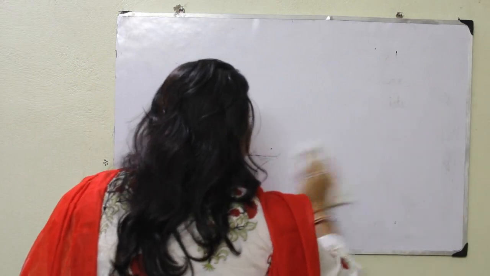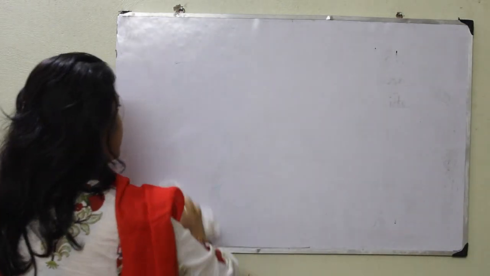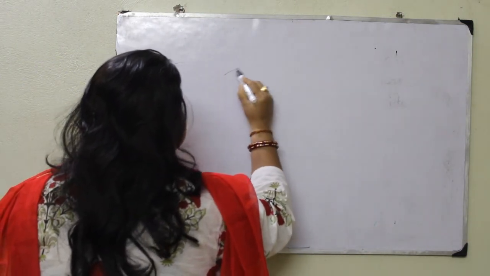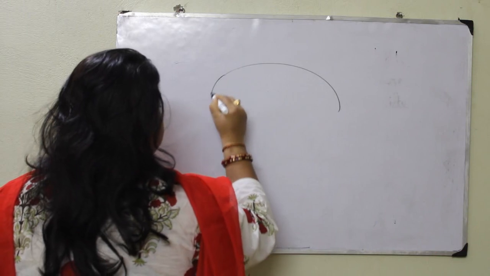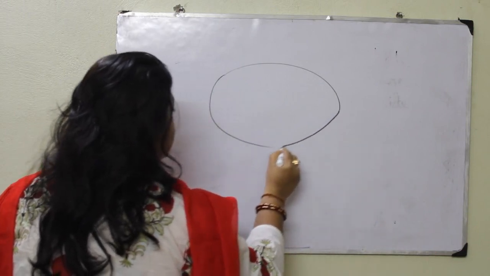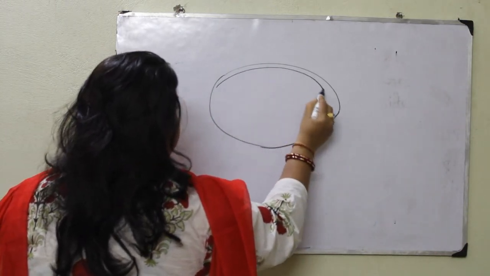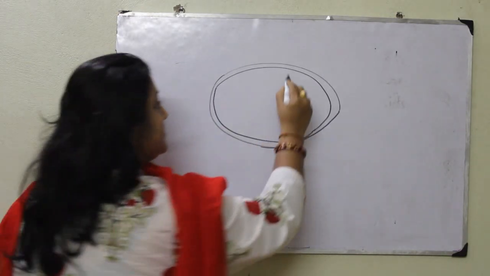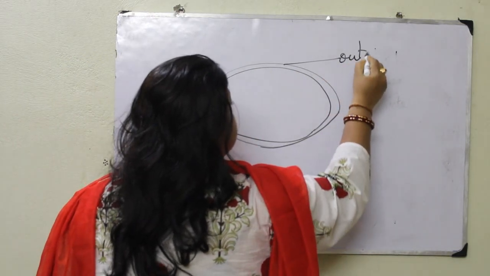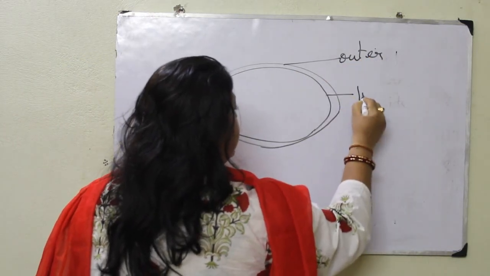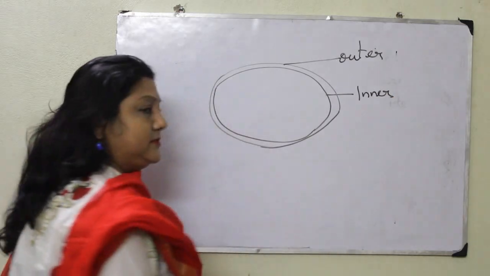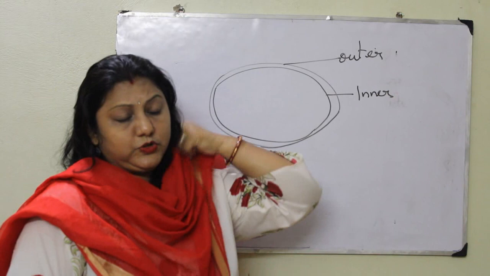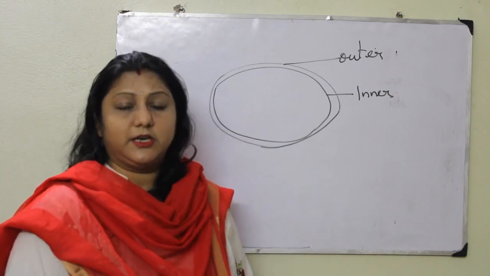So now let us draw the cell organelle which is called the chloroplast. Chloroplast is a double membrane structure. Double membrane structure means it has two membranes, the outer and the inner membrane. There are many organelles which have double membranes, and chloroplast is one such organelle.